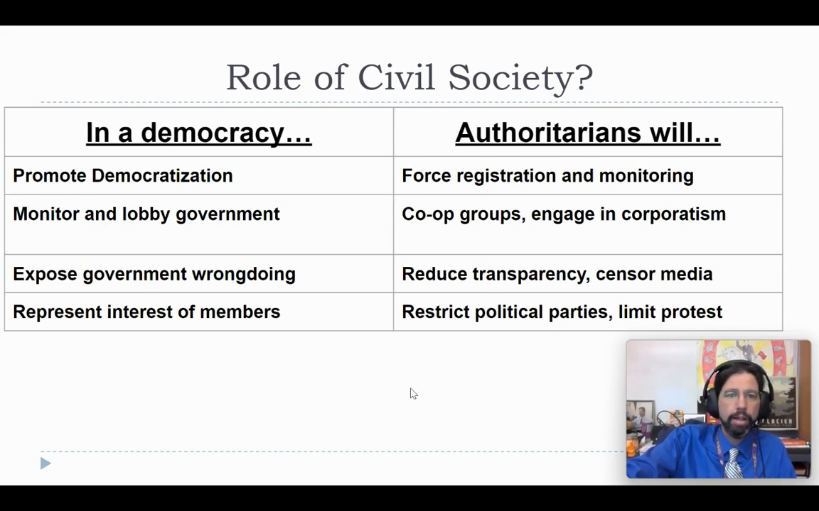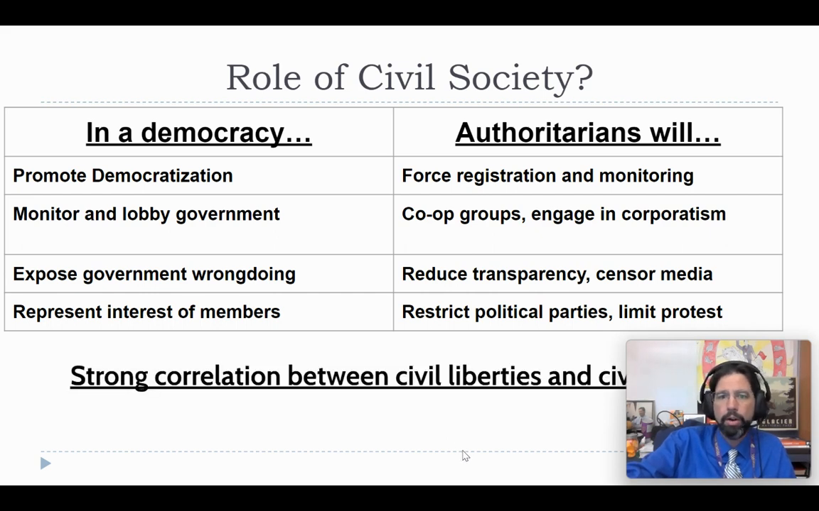what's going on. In a democracy, civil society is going to represent the interests of members. So you have interest groups that are out there, groups like the Sierra Club or the AARP or the California Chamber of Commerce, different groups that represent certain interests that can lobby the government. Authoritarians are going to limit any kind of protest, any kind of political parties, any kind of interest groups, just to satisfy the will and the authority of the authoritarian.